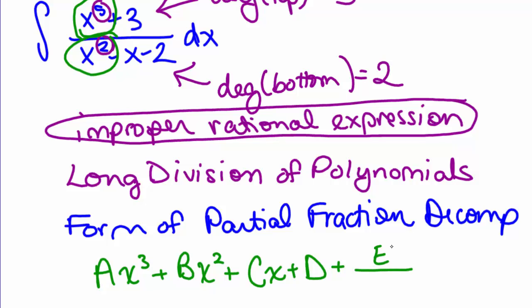So we would get e over x plus 1 plus f over x minus 2. So we can look at the original rational expression, and even if it's improper, we can write down the form of the partial fraction decomposition by subtracting the degree of the top from the degree of the bottom. So 5 minus 2 gives us 3, and saying that we might get every term from x cubed on down when we do the long division. And then we add to that the terms we get if we actually do the partial fraction decomposition of the remaining fraction after the long division.